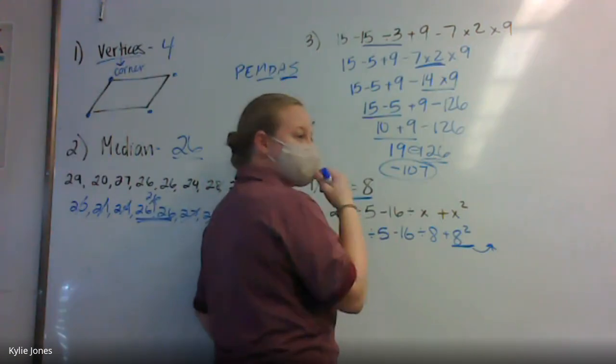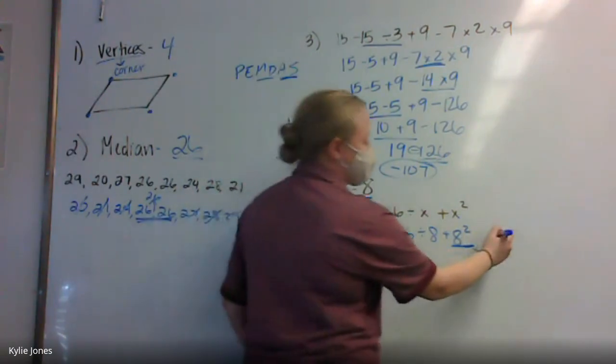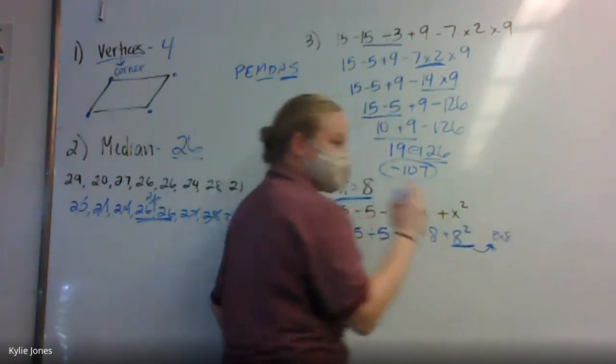8 squared is just 8 times 8. You only have to do it twice.